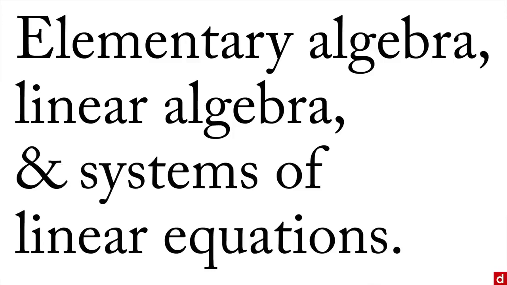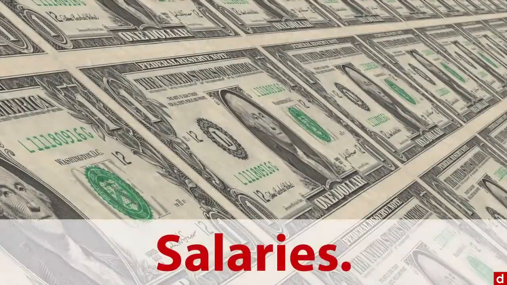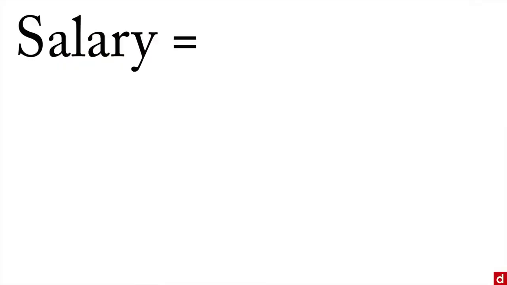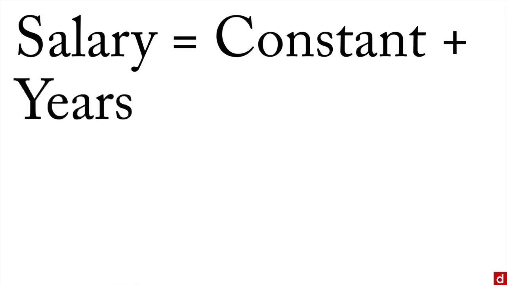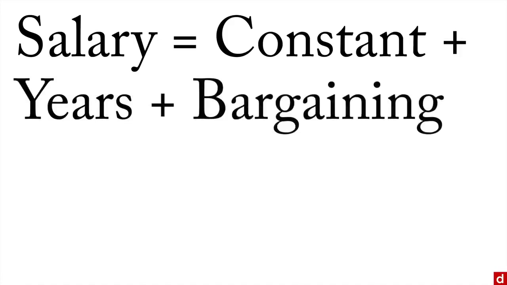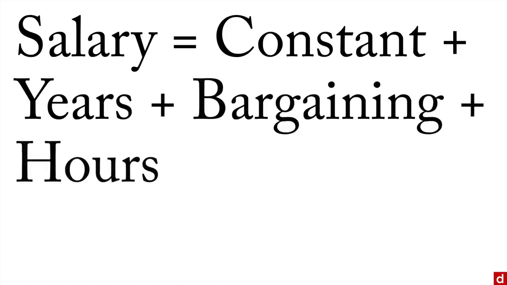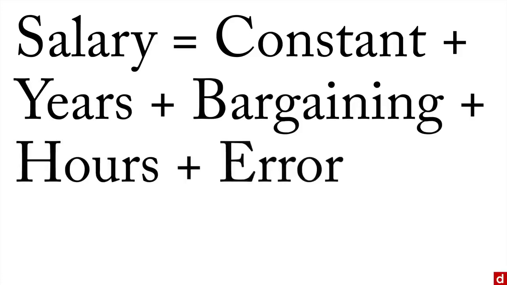But to put it into context, let's take an example here of salaries. Now, this is actually based on real data from a survey of the salary of people employed in data science. And to give a simple version of it, the salary was equal to a constant. That's sort of an average value that everybody started with. And to that, you added years, and then you added some measure of bargaining skills and how many hours they worked per week. And that gave you a prediction, but because it wasn't exact, there's also some error to throw into it to get to the precise value that each person has.